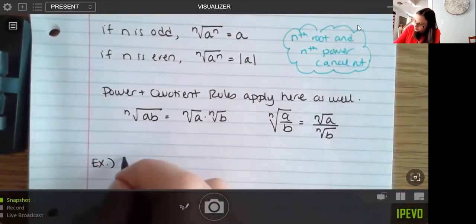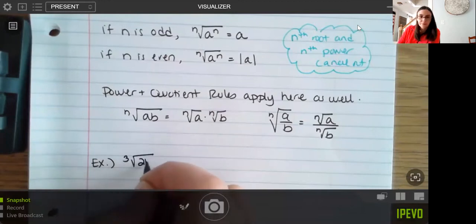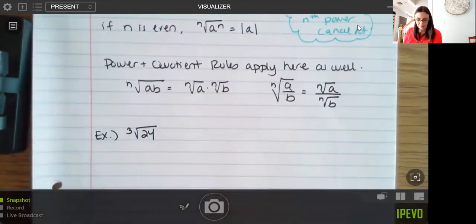So let's do something like the cube root of 24. Now, if I think about the cube root of 24 and I try to think about, okay, is this a perfect cube? It's actually not. If I try 2 to the third power, I get 8. If I try 3 to the third power, I get 27, 3 times 3 times 3. So I'm skipping over 24. There is no perfect cube there.